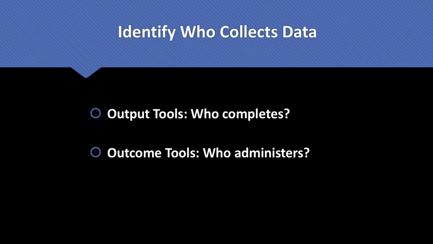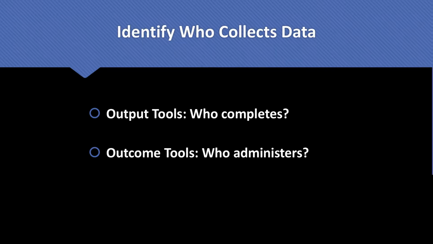Outcome tools. Outcome tools measure changes and tend to be surveys or tests that will need to be administered. Your data collectors will administer these tools according to the process you've specified. So, you need to decide who is best equipped to do this. Will it be program staff? An evaluator? School staff for a school program? Or is it somebody else?